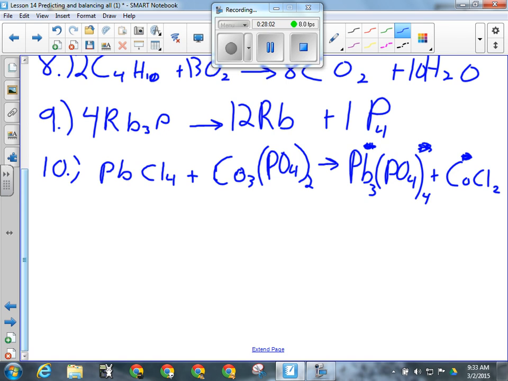So let's look at maybe balancing the phosphates first. It's got the biggest number, 4. Okay, so there's 4 phosphates on that side, but there's only 2 over here. So what do I need to put in front of this? A 2. Okay, when I do that, that gives me how many cobalt? 6. All right, so I'm going to put a 6 here.